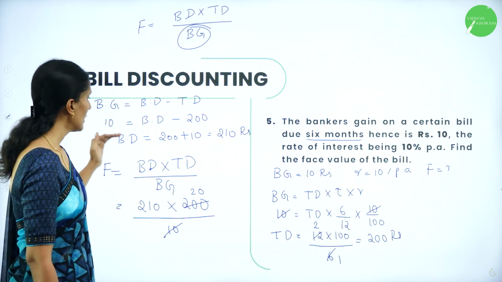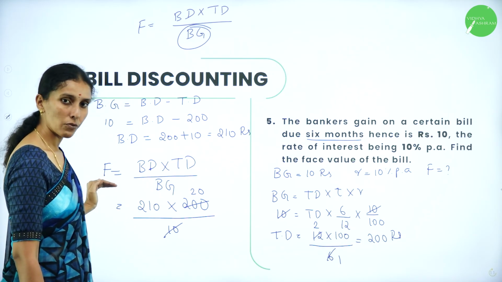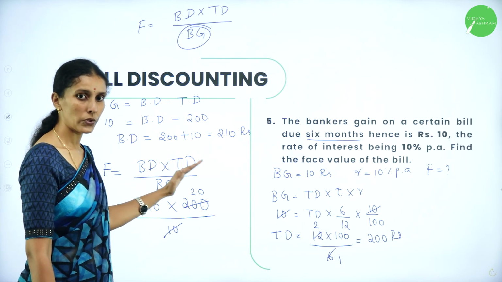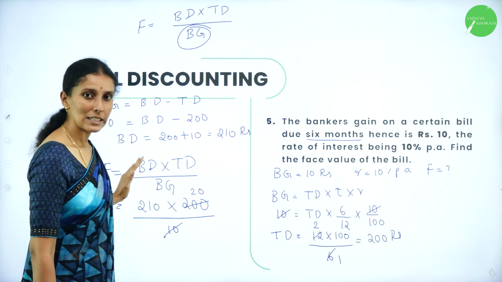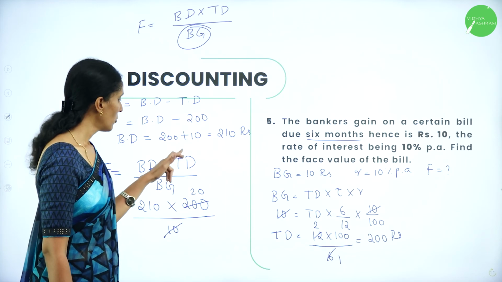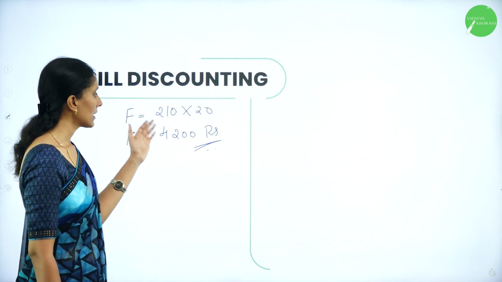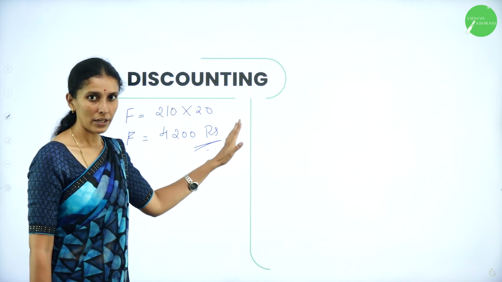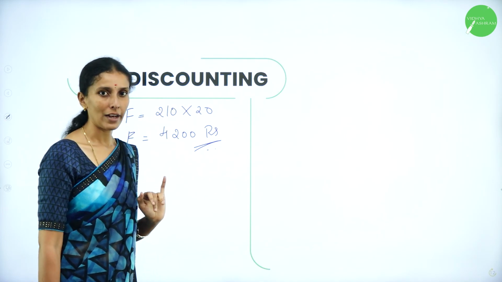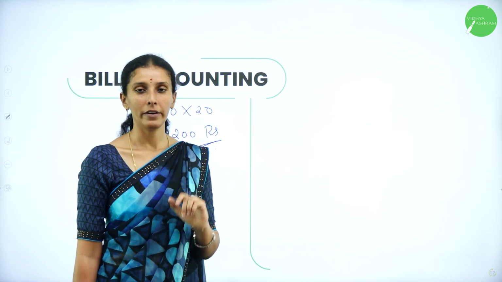So therefore, substitute this in the face value formula, that is BD into TD by BG. Your banker's discount is 210, true discount is 200, divided by banker's gain. Cancelling, we'll get 210 into 20. We will get the face value as 4,200 rupees.